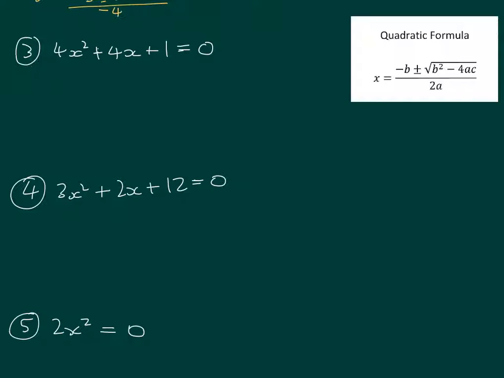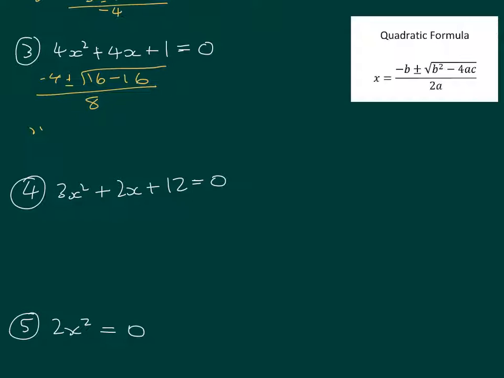So here we've got b is going to be 4, or minus 4. Then it's plus or minus the square root of b squared, which is 16, minus 4 times a, which is 16 times 1, which is still 16. So we've got 16 minus 16, all over 2a, which is 8.